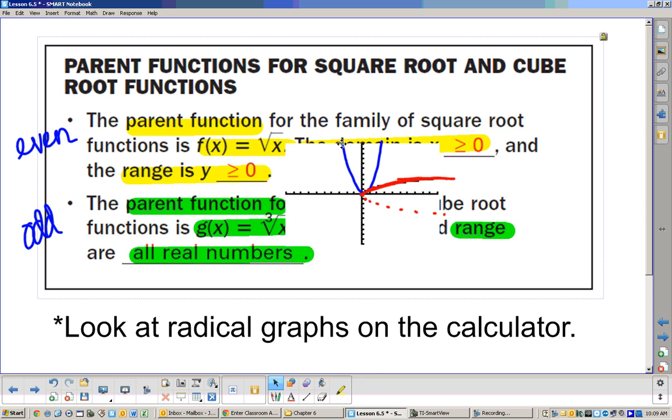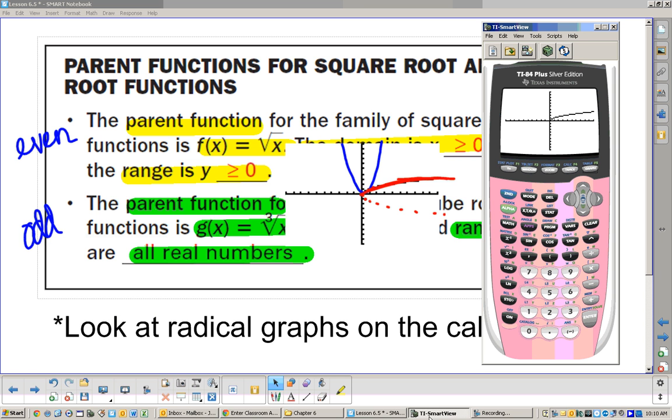Okay, let's take a look at the cubic root. You probably have an idea of what that's going to look like. Cubic root, I'm going to go turn off my squared one here. And if you haven't put in the cubic root, please put it in.